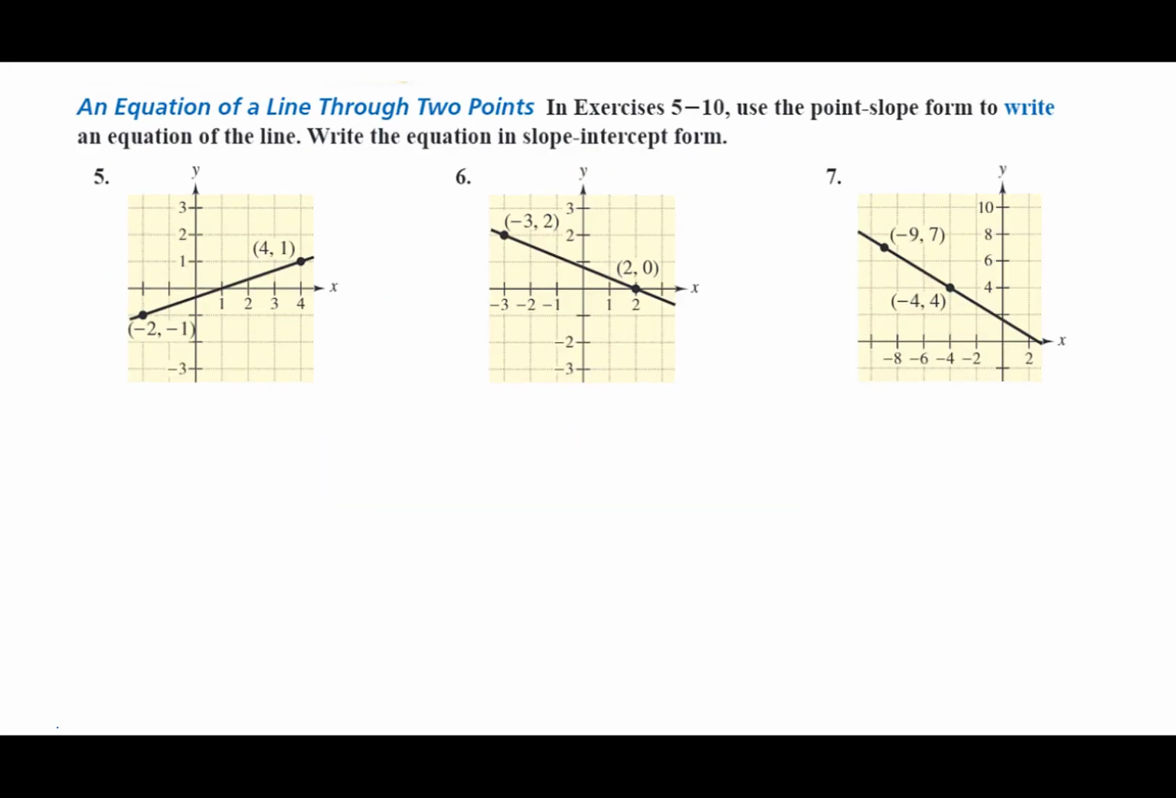Okay, these problems are similar. It says use the point slope form to write an equation of a line. We'll write the equation in slope-intercept form. The only reason that these problems are different than the previous problems is because the slope is not given to you. You have to determine the slope first, and you can do this 2 ways. You can read the graph left to right and count the rise over run, or you can use the slope formula of y2 minus y1 over x2 minus x1.